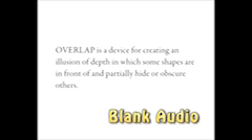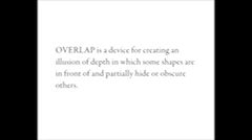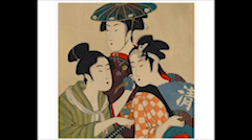In overlapping, some shapes are in front of and partially hide or obscure others. So y'all did a project on this. This is where just having things overlap one another helps create an illusion of depth. So here's an example of a Japanese print that had overlapping elements.